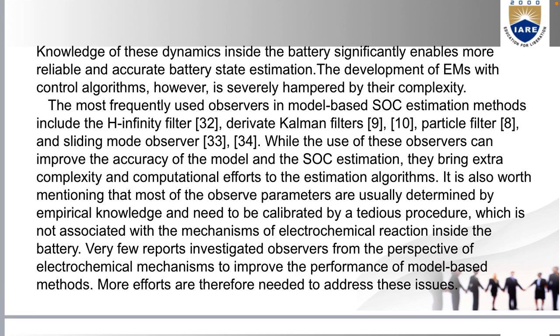The most frequently used observers in model-based SOC estimation methods include H-infinity filter, extended Kalman filter, particle filter, and the sliding mode observer. While the use of these observers can improve the accuracy of the models and the SOC estimation, they bring extra complexity and computational effort to the estimation algorithms. It is also worth mentioning that most of the observer parameters are usually determined by empirical knowledge and need to be calibrated by a tedious procedure. This is not associated with the mechanisms of electrochemical reactions inside the battery.